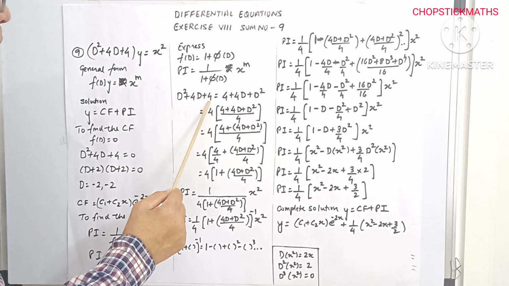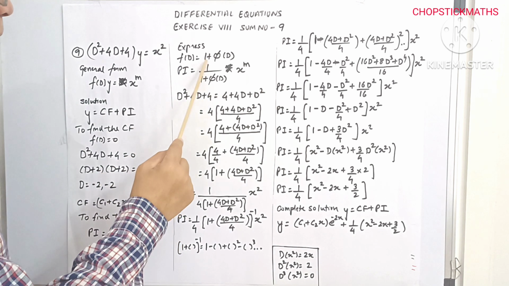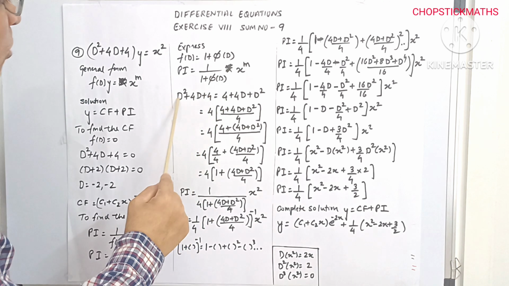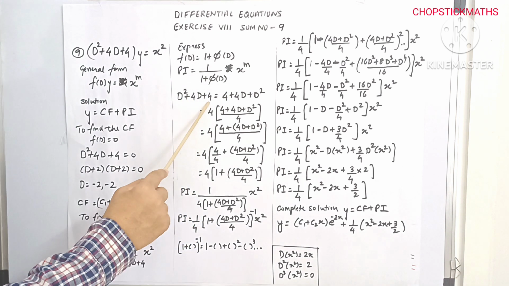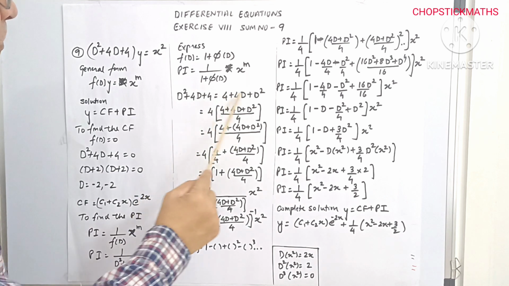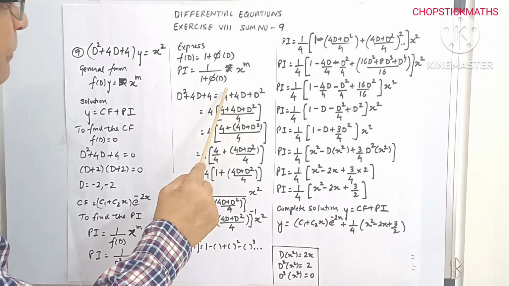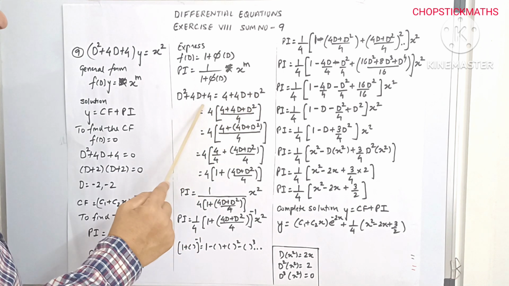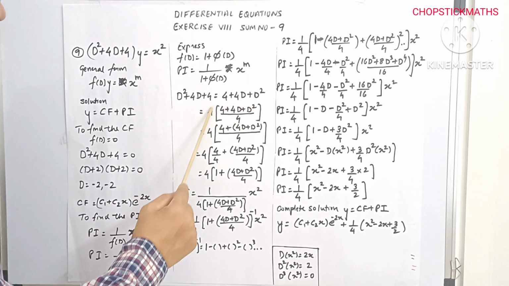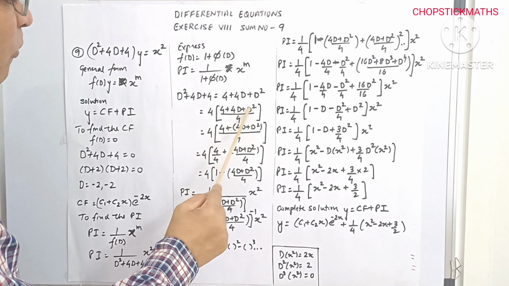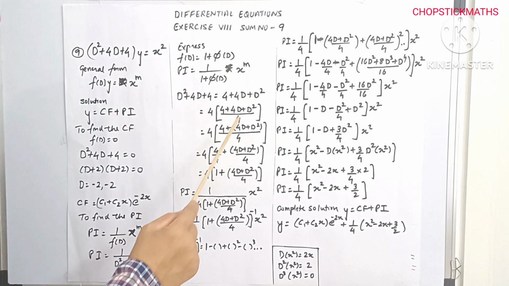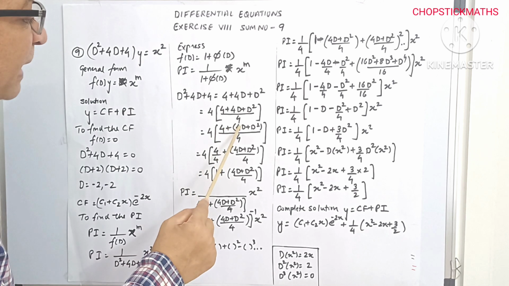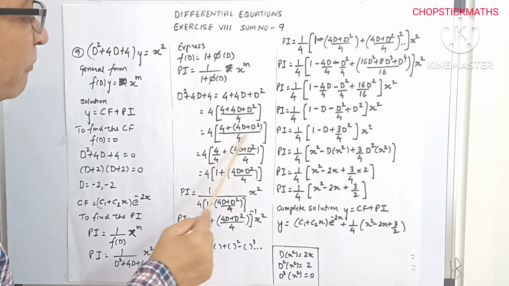So D² + 4D + 4. Now to get 1 over here, we'll have to reverse the order, that is we'll have to get 4. So we'll reverse the order of this particular expression. This will be 4 + 4D + D². Now to get 1 over here, we have to multiply and divide this by 4. So this will be equal to 4 into [(4 + 4D + D²)/4].